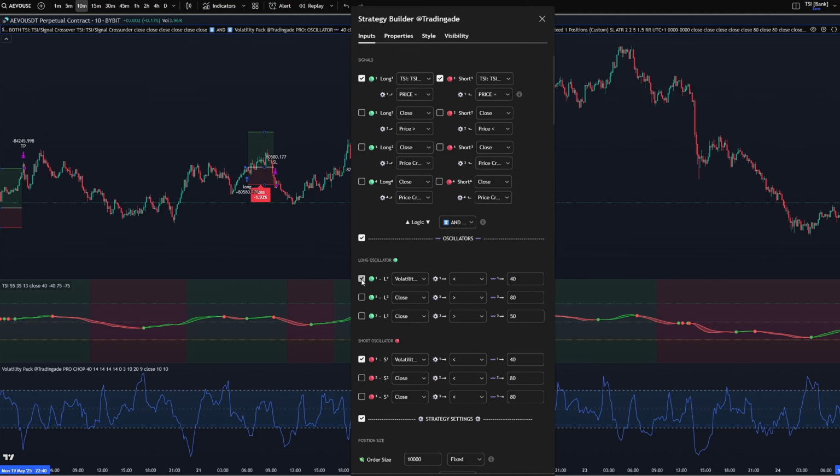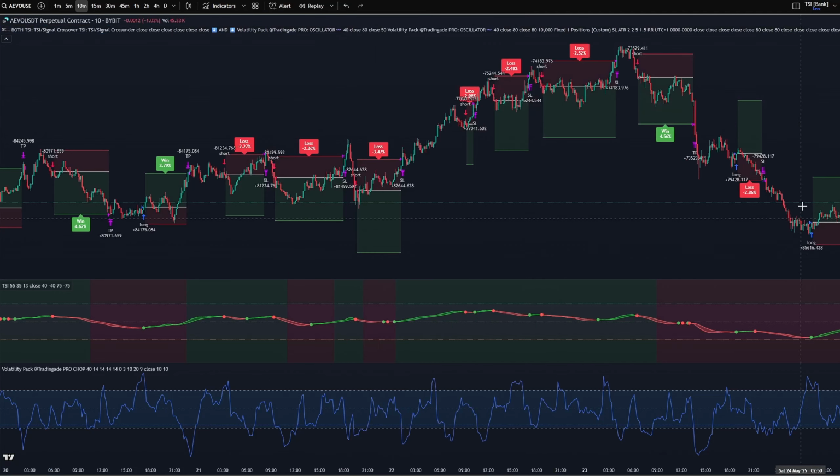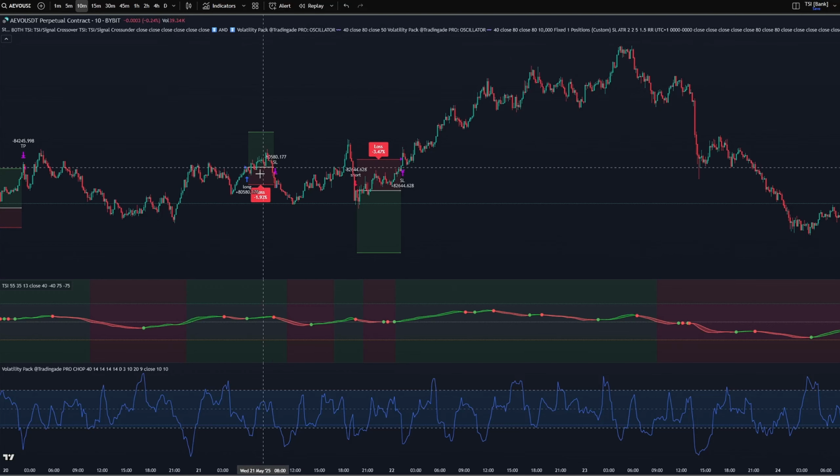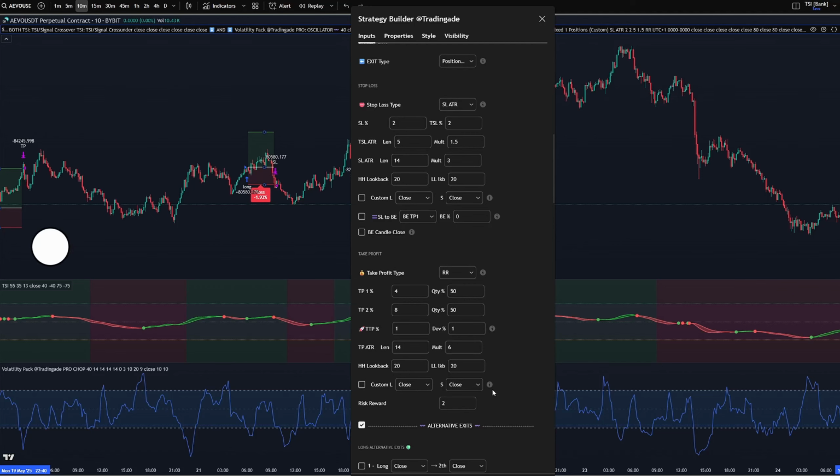Let me try to disable the confirmation. And as you can see, without the confirmation we have a lot of trades, especially a lot of losses. Let me turn again our volatility confirmation, and we have just 2 trades, which are still losing trades, but we drastically reduce their number. Now we can take care of exits.